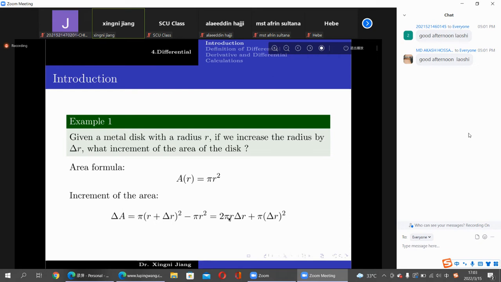Why do I say this is kind of constant? If you think r is like a random variable, this part is related to r, but not related to delta r, not related to the increment. And this part is pi multiplied with delta r to the power of 2. So you can see when delta r goes to 0, this one goes to 0 faster than this one. And it's really, really fast.